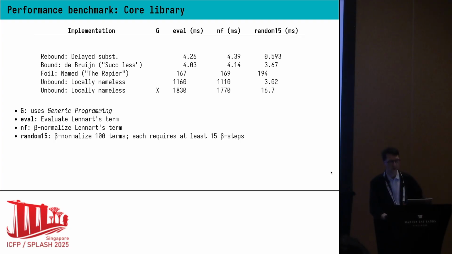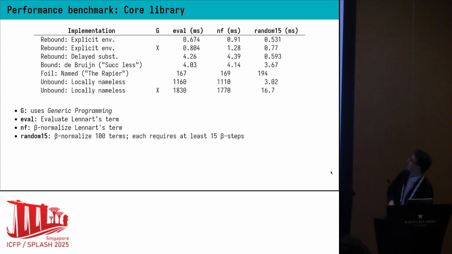I did mention earlier in the talk that Rebound also offered lower level APIs, which allowed you to manipulate delayed substitutions explicitly. And you can actually use these APIs to re-implement these evaluators. And if you do that, you get an implementation which is faster on the random 15 benchmark by a slight margin, but is way faster than every other implementation on the Leonard benchmarks. And even if you use the generic programming to automate some of it, which again slows down your implementation, you still get pretty good performance.